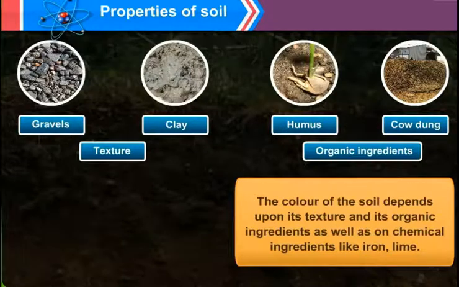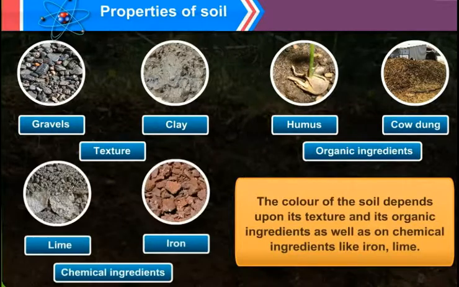Now you can see the exact properties of the soil. The first one, texture: how smooth the soil can be. You can see in the diagram gravel and clay. Clay has very fine particles, so it becomes almost smooth. In gravel, there are stone-like structures present. So these are the two types of soil based on the texture.